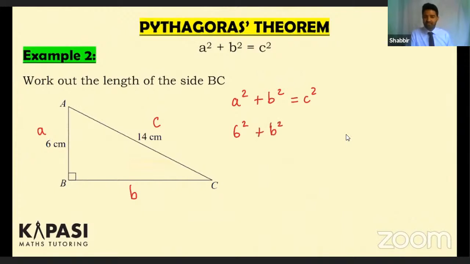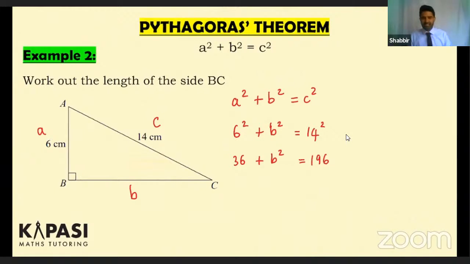And this is what's slightly different about this example. C is 14, though, we've been given that. Okay, so I'm going to write it like that. Again, I'm going to work out 6 squared is 36. I don't know what B is, so I can't work that out. 14 squared, 14 times 14 is 196.